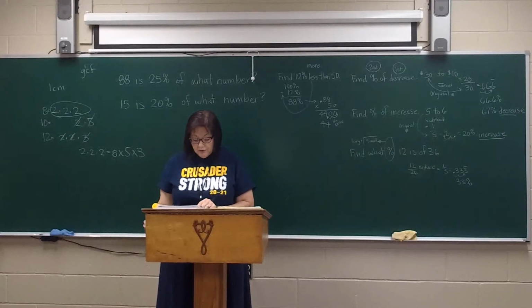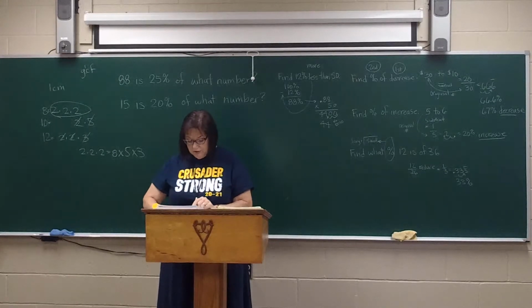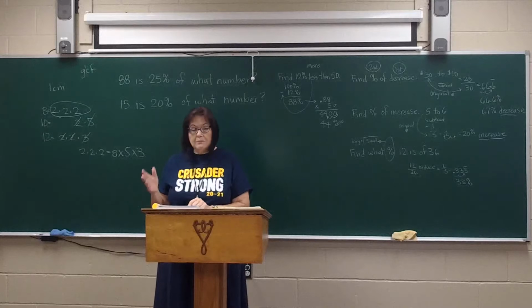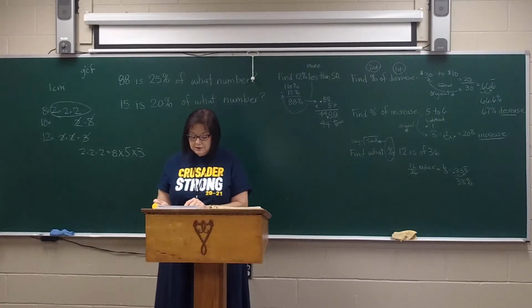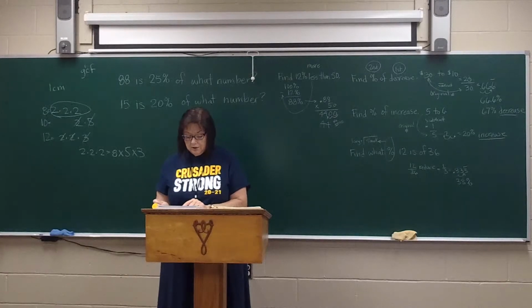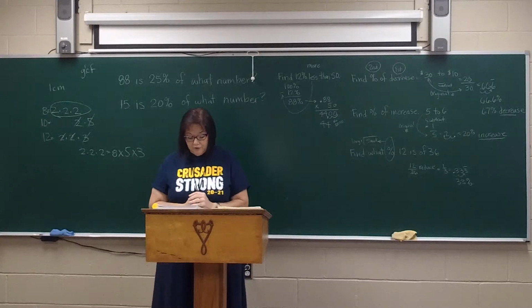Number 9, write 7,014,065. And let me just say the digits for you. It's going to be a 7, 0, 0, 0, 0, 1, 4, 0, 6, 5. So hopefully you got that.